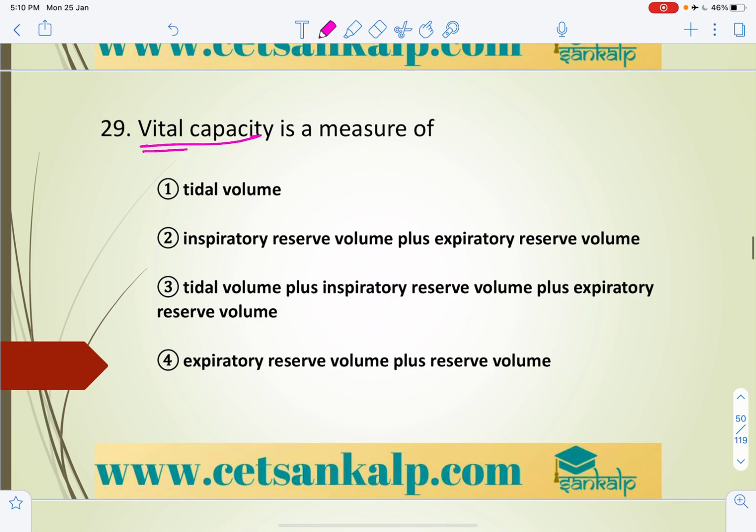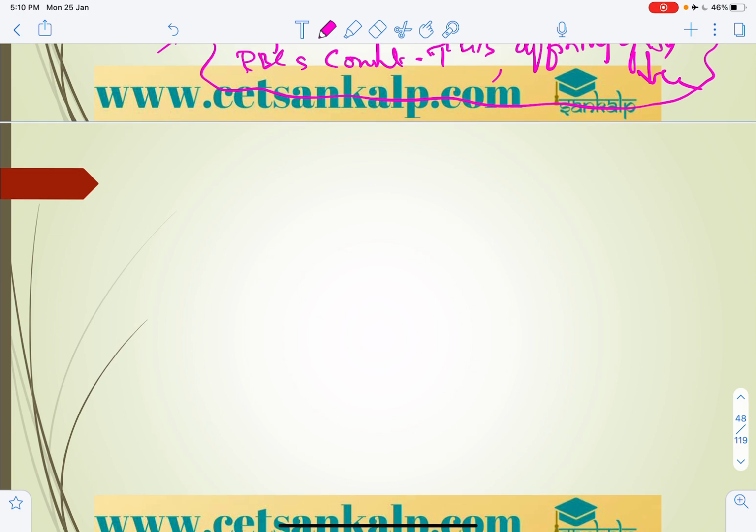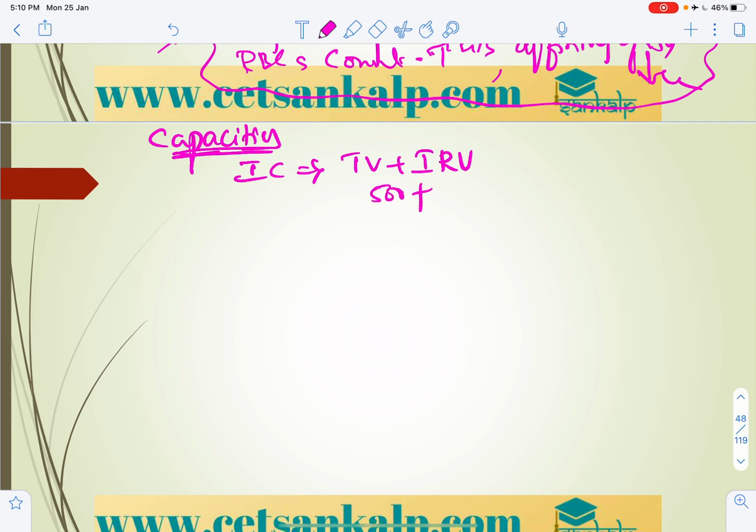Next, vital capacity. Before going to that, let me explain the capacities. A capacity is the combination of two or more volumes, and this is very important. One is inspiratory capacity, that is tidal volume plus IRV. The IRV is around 2500 to 3000, so when we add this, generally we get 3000 to 3500 ml.